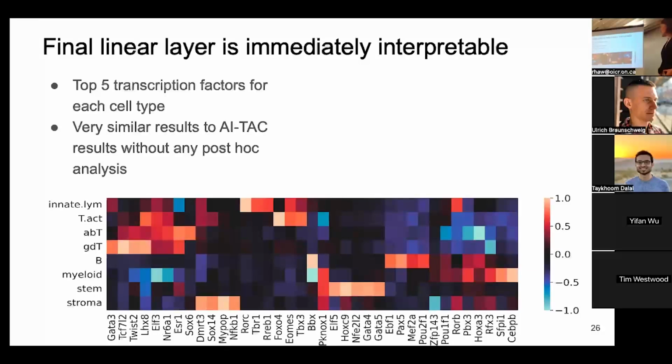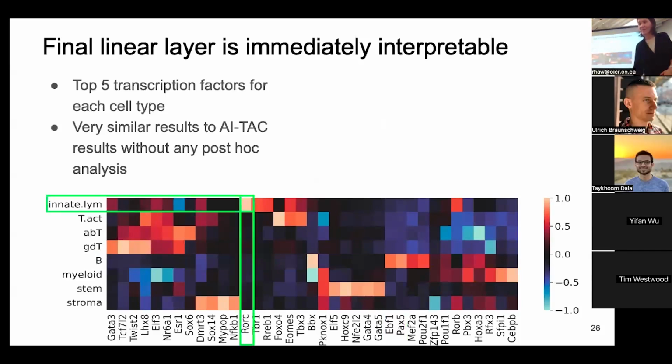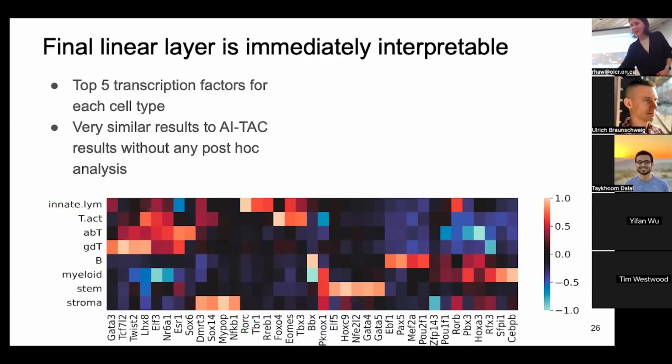So what does this look like? As I said, we hope that the final layer is interpretable. Certainly we can plot it like this, right? It is named cell type by transcription factor. And actually we got very similar results to AI-TAC, right? So here's PAX5, we got it for B cells. We have gamma for ILCs and a lot of other things on here. Makes sense if you're in immunology. Okay.